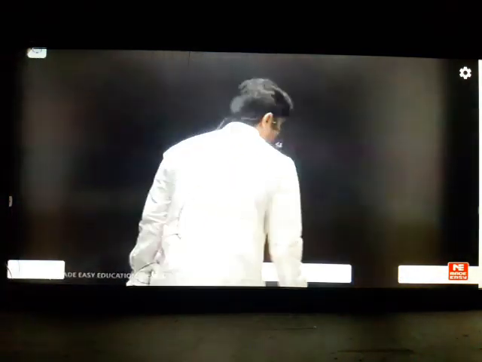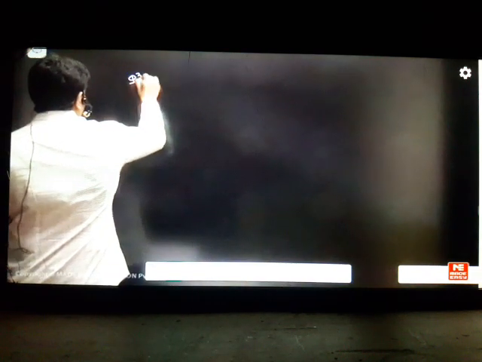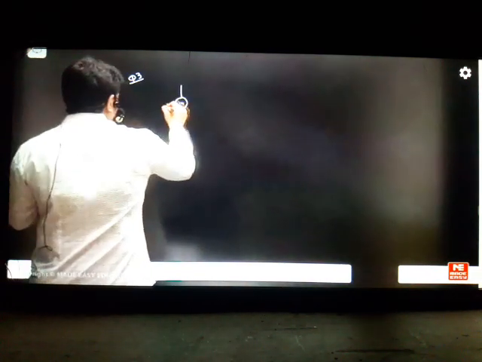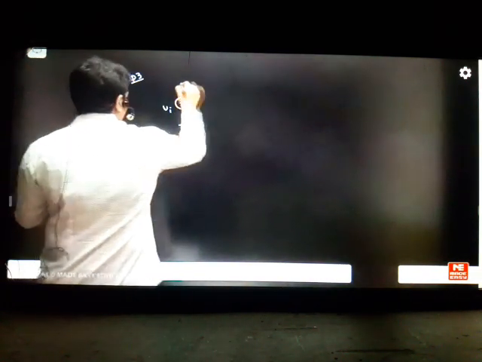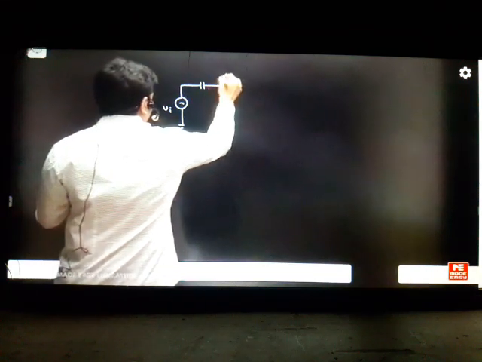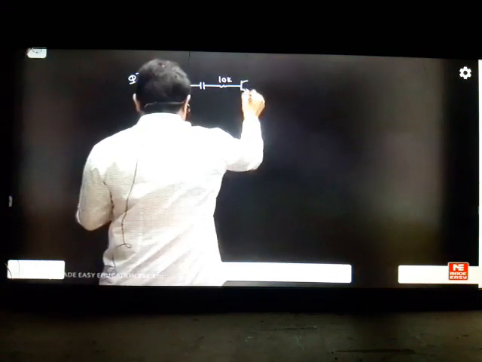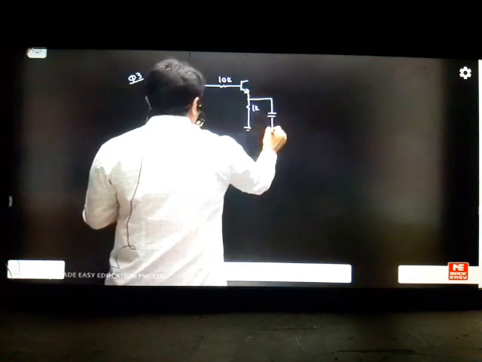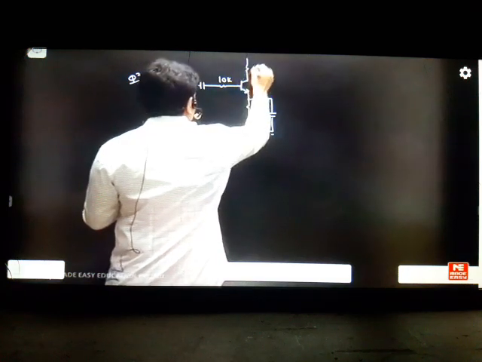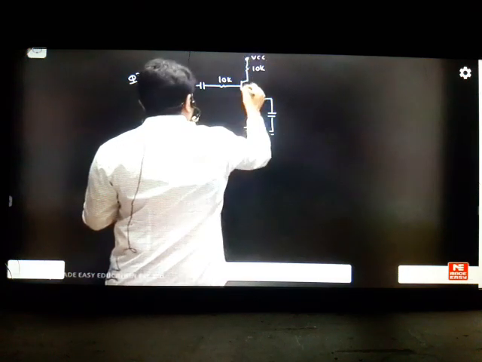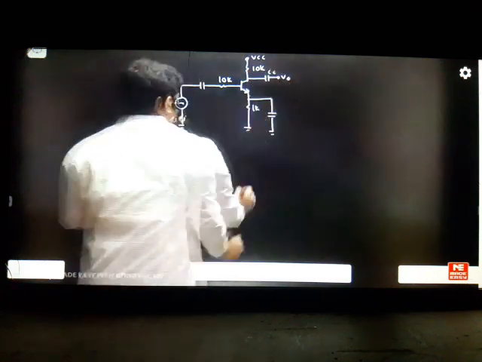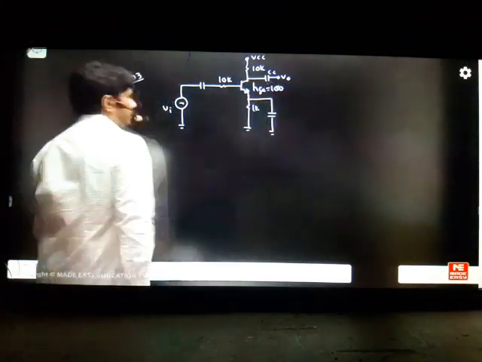Question number 3 I'm doing. Question number 3. This is your VI. Next we have a capacitor. Next we have 10 kilo ohms. Next the transistor. This is 1 kilo ohm. This is the capacitor we have. This is 10 kilo ohms. This is your VCC, your output. Can you tell me what he has given here? It's only HFE as well. HFE, he said 100. HFE is 100.